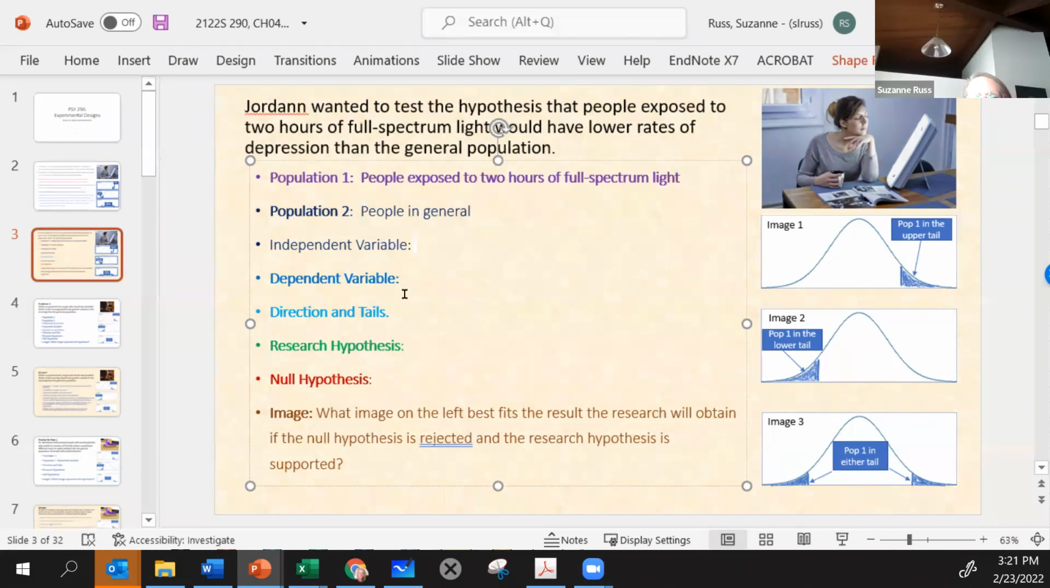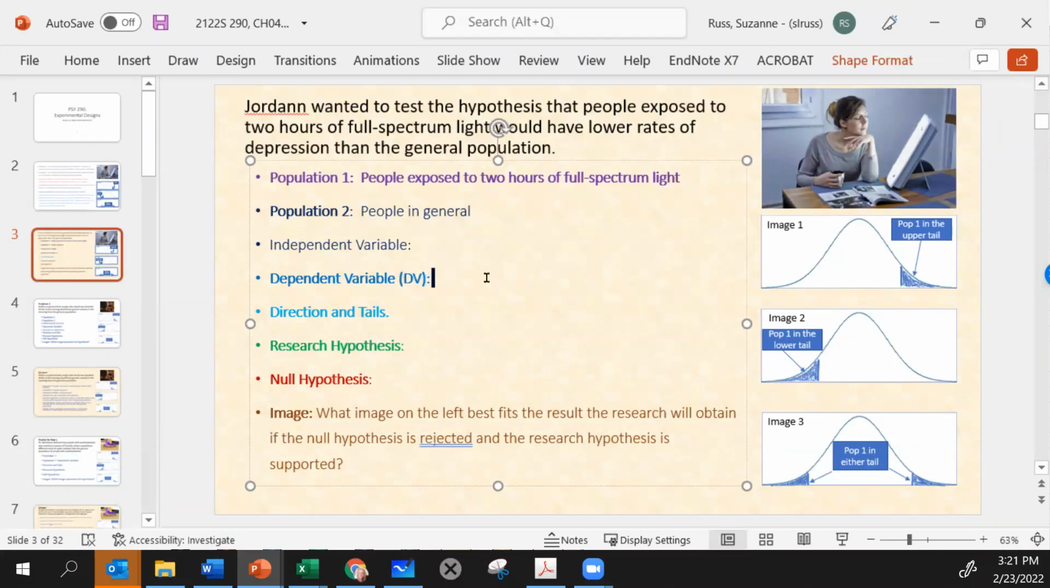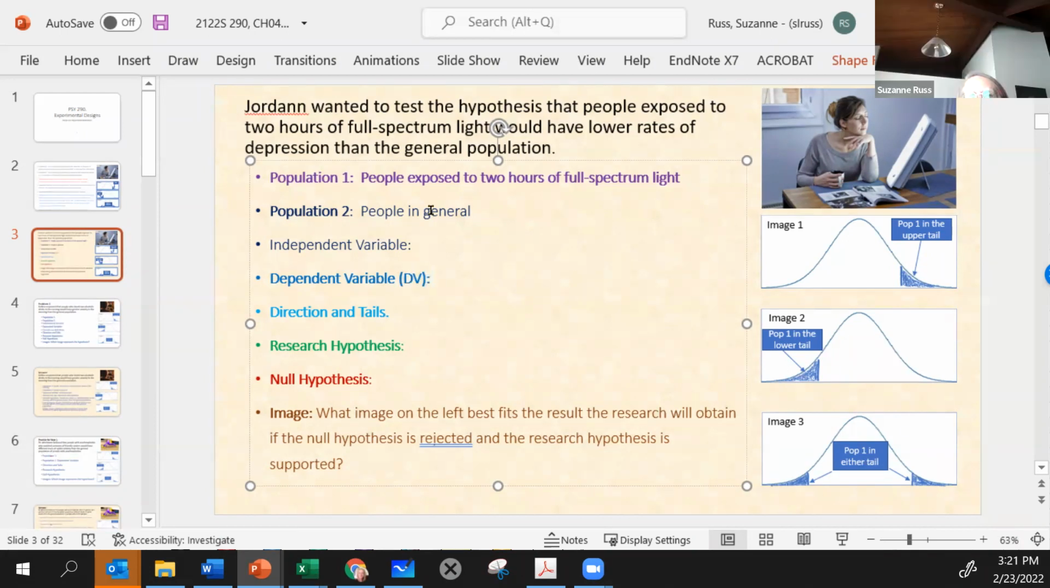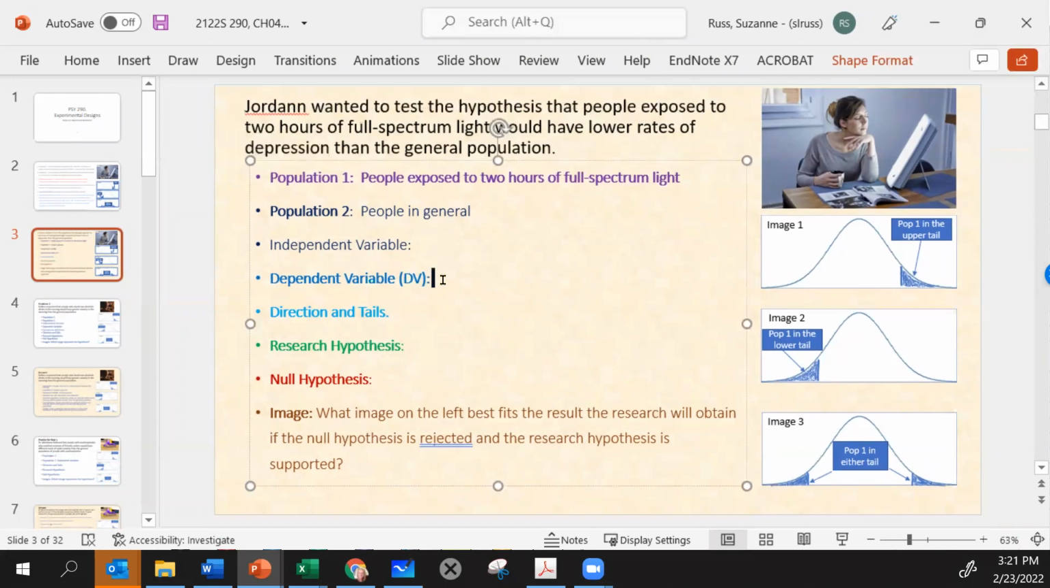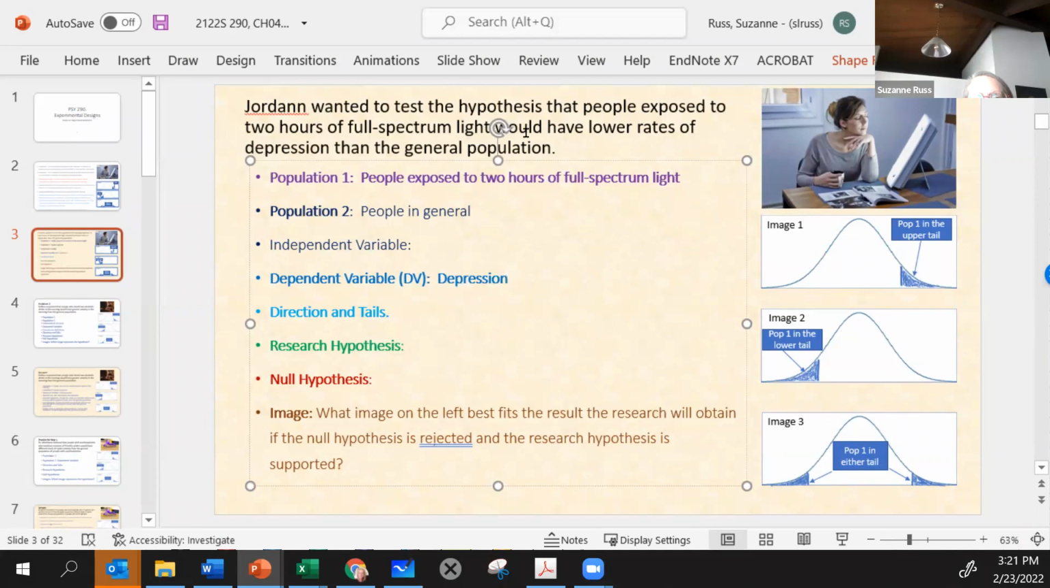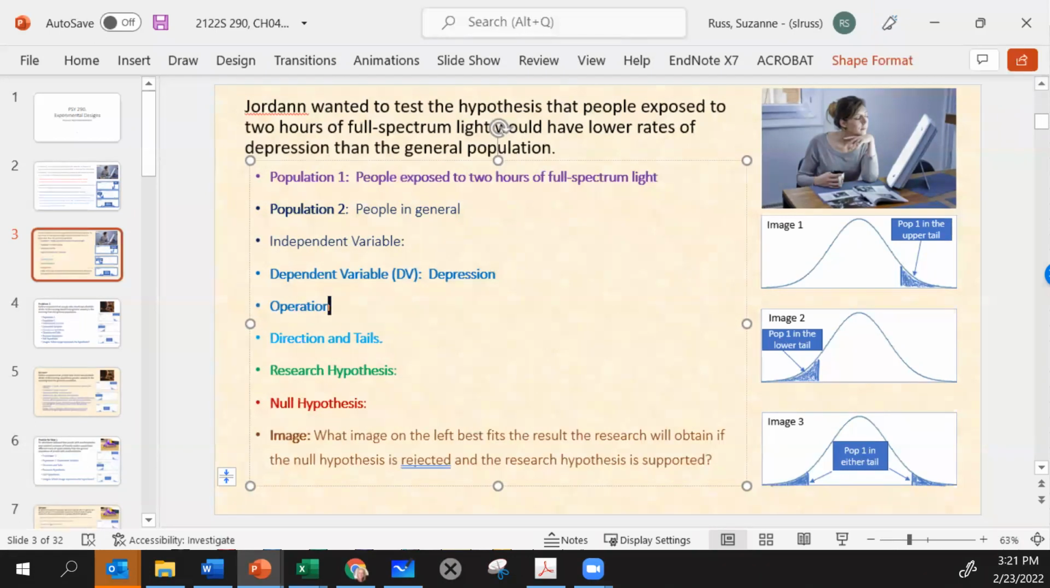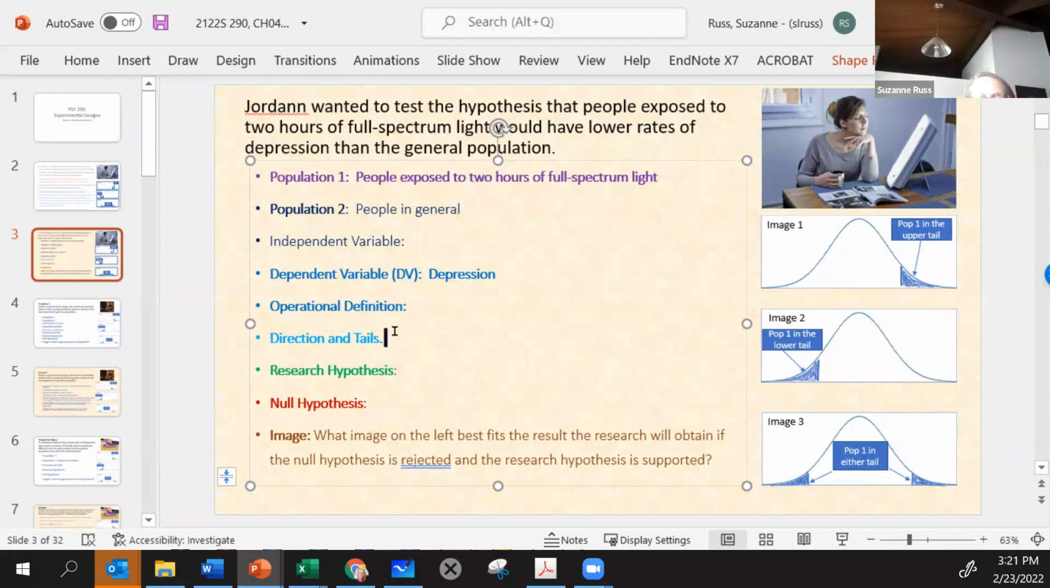I'm going to skip the independent variable right now, and we're going to come back to it. The dependent variable, or the DV, is what is being measured. So what does she think will be different about these people who've been exposed to light? Well, she thinks depression will be different. So the dependent variable is depression. Whoops, one of our things is missing in here. We're going to come back to that. We're going to skip that one for now, though, and we're just going to go to directions and tails.